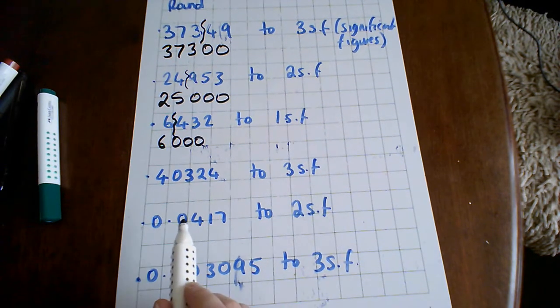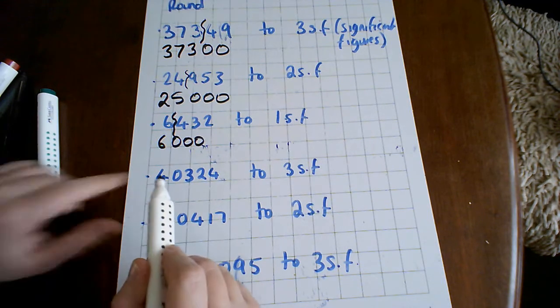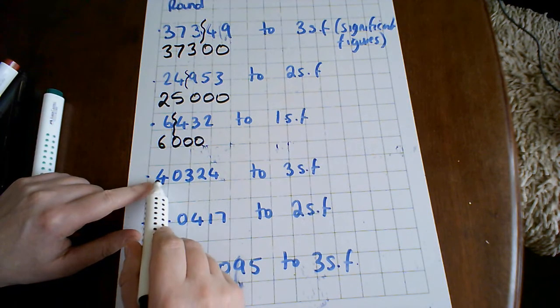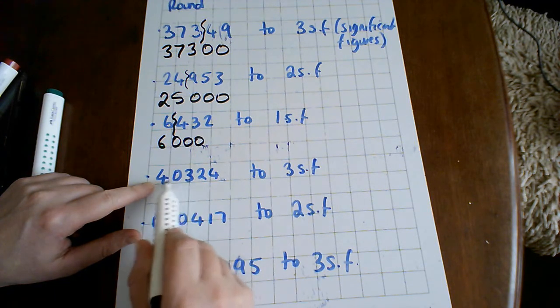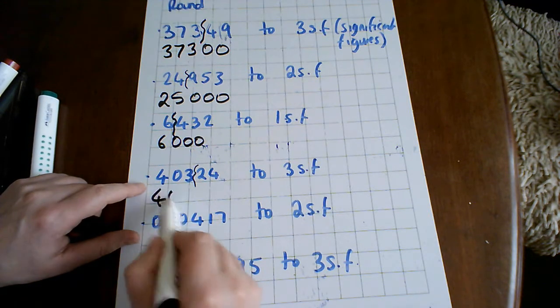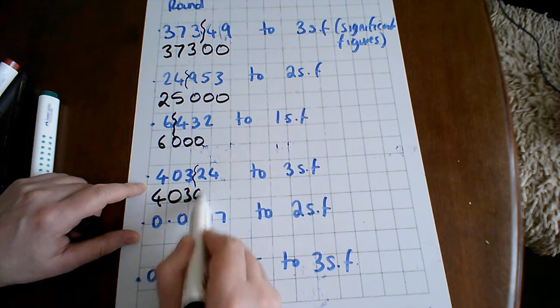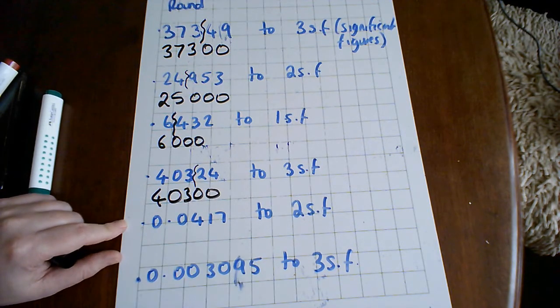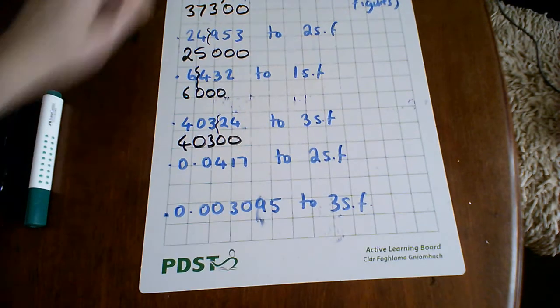3 significant figures. Again, I've thrown in some different ones here because there's zeros involved. So my first significant figure is the first non-zero number, which is 4. This is a significant figure. This is. So every number after that is a significant figure. So after 3, it's going to be 4, 0, and this 2 doesn't bring it up. So 40,300.